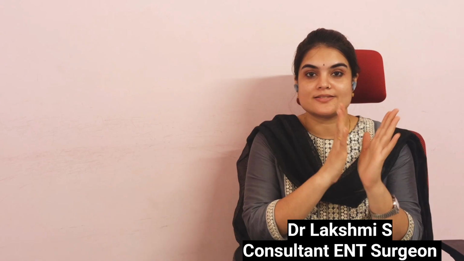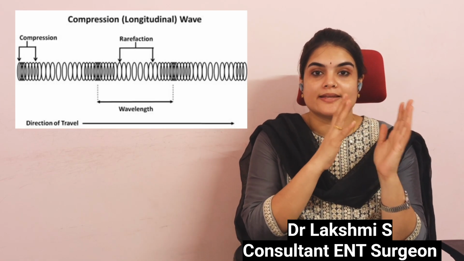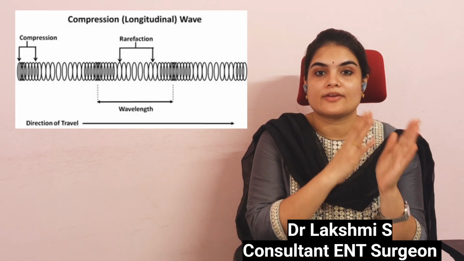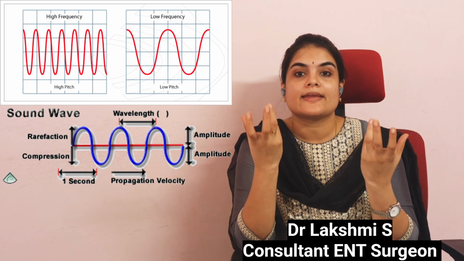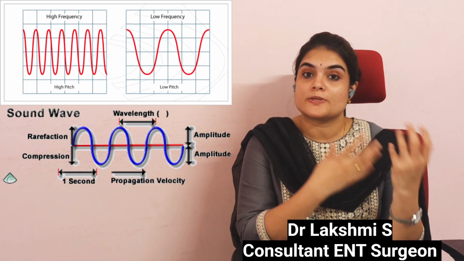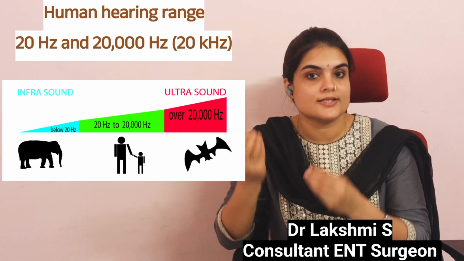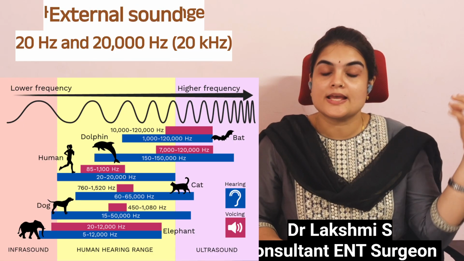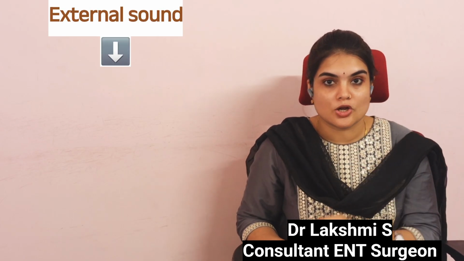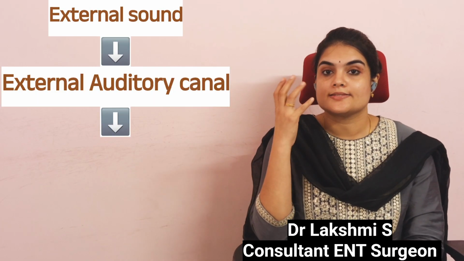There are rarefactions and compressions which happen in cycles. So the number of rarefactions and compressions per second gives the frequency that we measure in hertz. So the human ear can hear frequencies from 20 hertz to 20,000 hertz, that is 20 hertz to 20 kilohertz. So an external sound is produced, it enters the external auditory canal. Then it goes and touches the tympanic membrane.